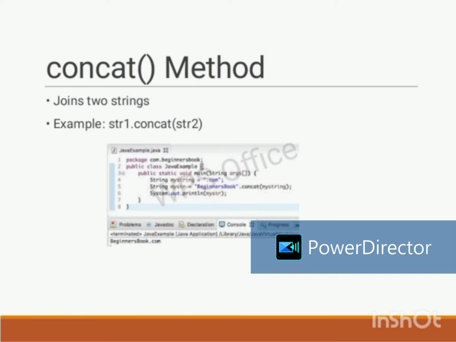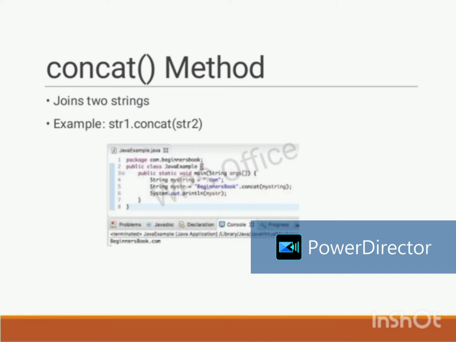Concat method. Next up is the concat method, a simple but useful function for joining strings together. But here's something important. Instead of concat, Java developers often prefer the plus operator. Both achieve the same result, but the plus operator is more readable and sometimes optimized by the compiler.